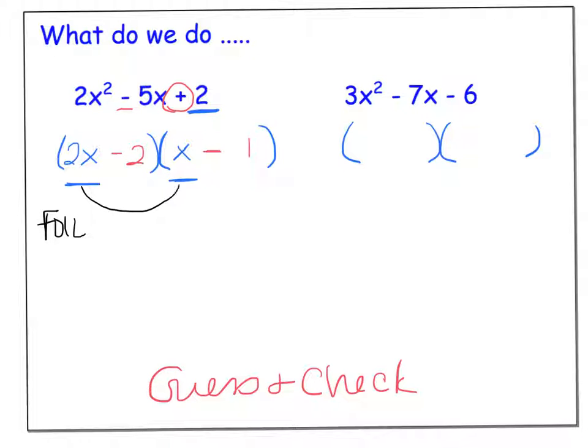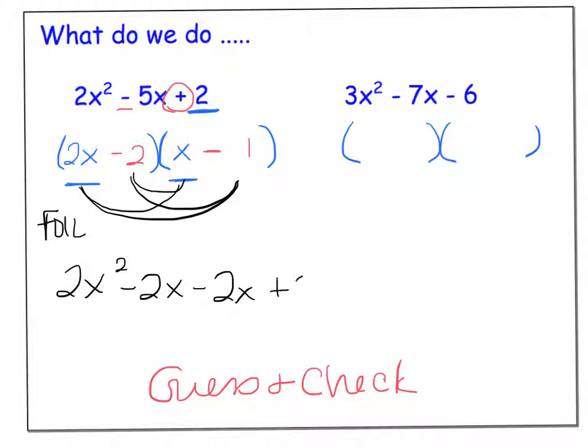When I multiply my first terms, I get 2x times x. Well, that's 2x squared. My outer terms give me a -2x. My inner terms give me a -2x. And my last term gives me a +2. Well, when I combine my middle terms, it's all about the middle terms because I need to get that -5x out of it. You can see that all I get is a -4x. And so that tells us that our numbers are in the wrong spot. And so we need to start over and guess again.